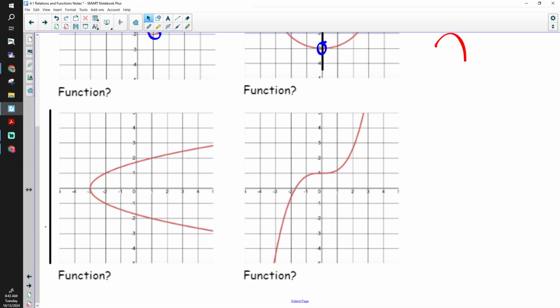First one. What do you think, guys? How many people think it is a function? Raise your hand. How many times, if you cross that shape, will it hit? Doesn't matter where you put it in that shape, it's going to hit it 2 times. So that means it is what? Not a function.